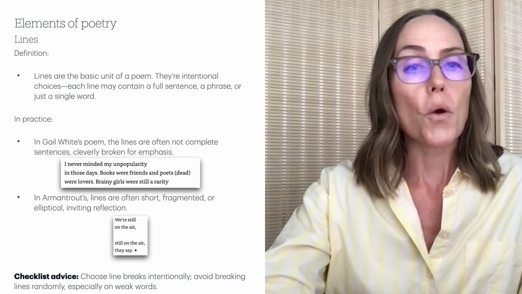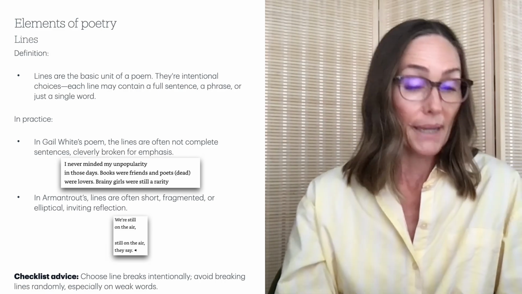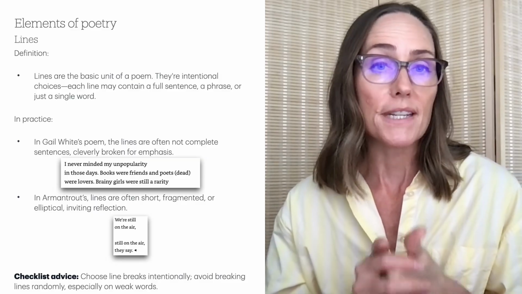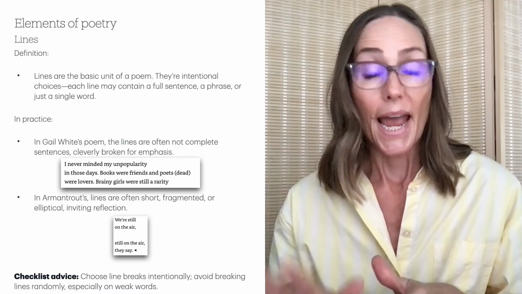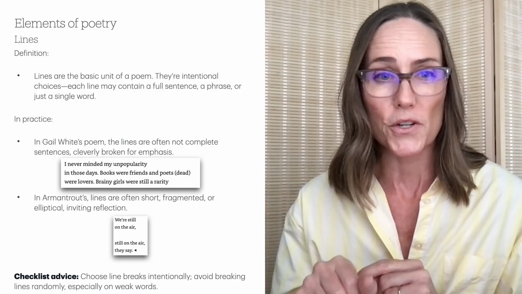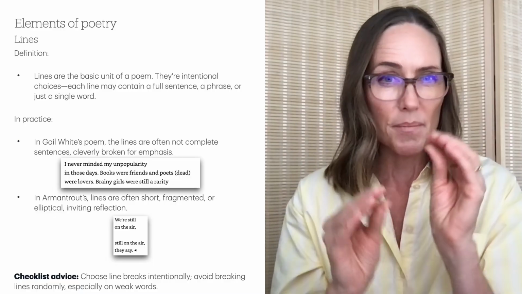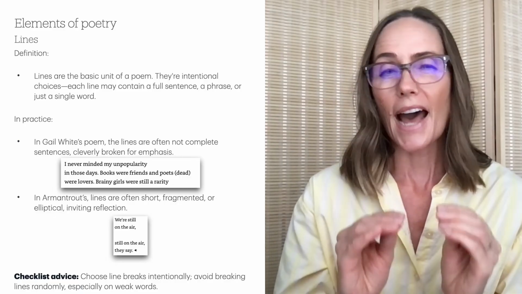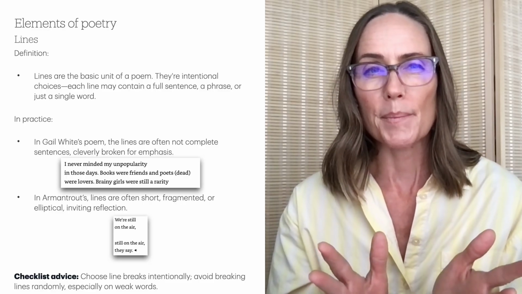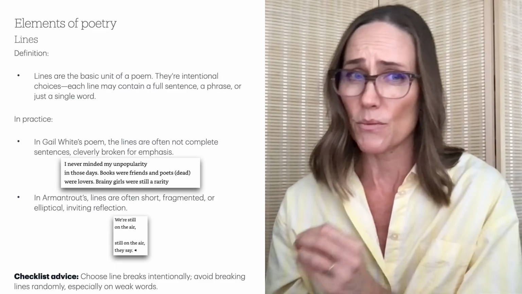So when we look at this in practice, we see in Gail White's poem, My Personal Recollections of Not Being Asked to the Prom, that the lines are often not complete sentences and they're cleverly broken for emphasis. I think this is one of my favorite things about poetry, when people break sentences up and have them be on separate lines so that I see individual things about that idea, that world that's being built for me, that maybe I wouldn't see otherwise if the line was broken differently.